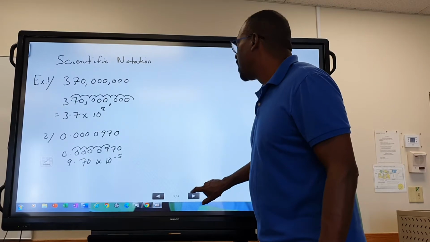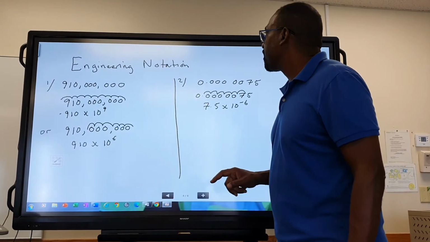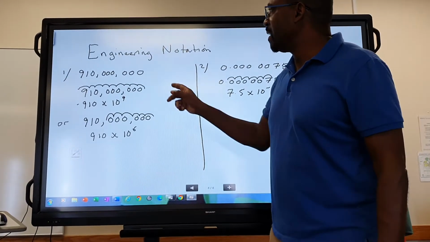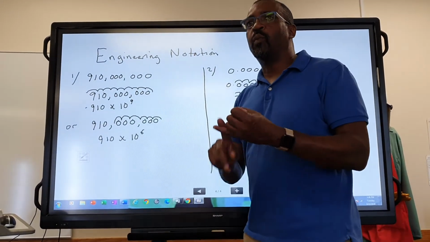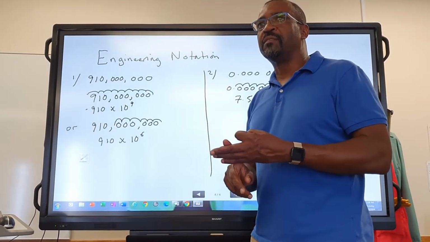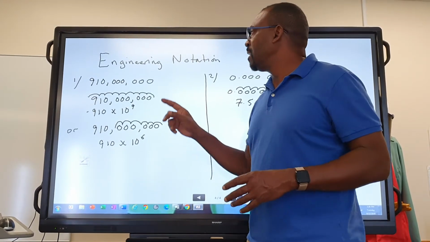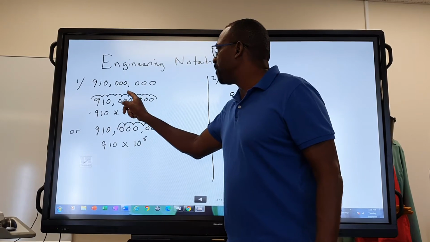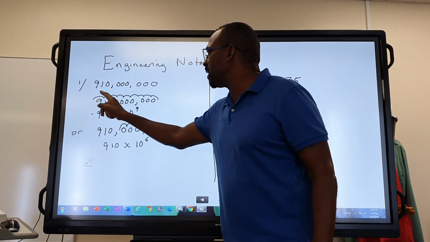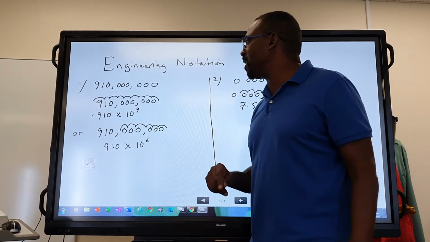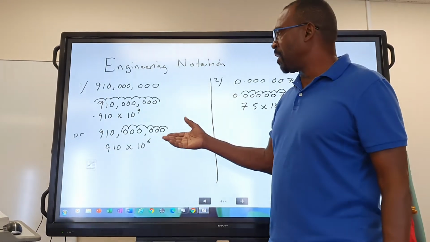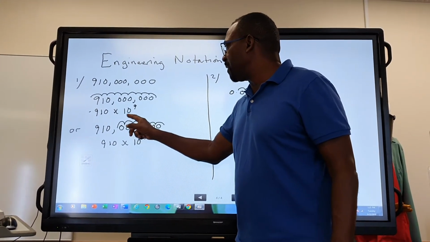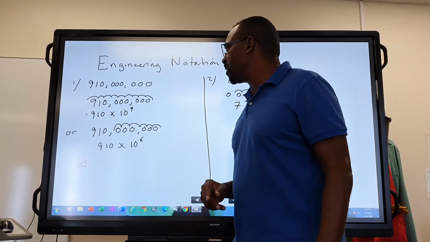Examples. So let's do an example. So for this number, 910 million. Now remember, you move it 1, 2, or 3 to the left of the decimal point, right? So we can move it 1, 2, 3, 4, 5, 6, 7, 8, 9. So it's 0.910 times 10 to the 9. So that's correct. Or you can write it as 1, 2, 3, 4, 5, 6. So 910 times 10 to the 6.